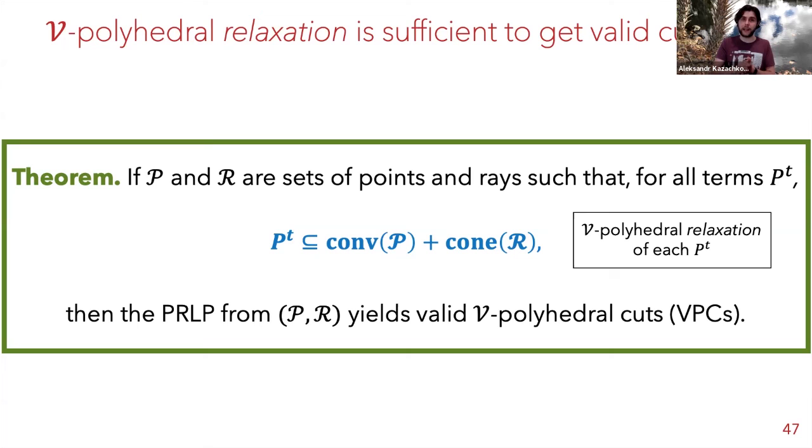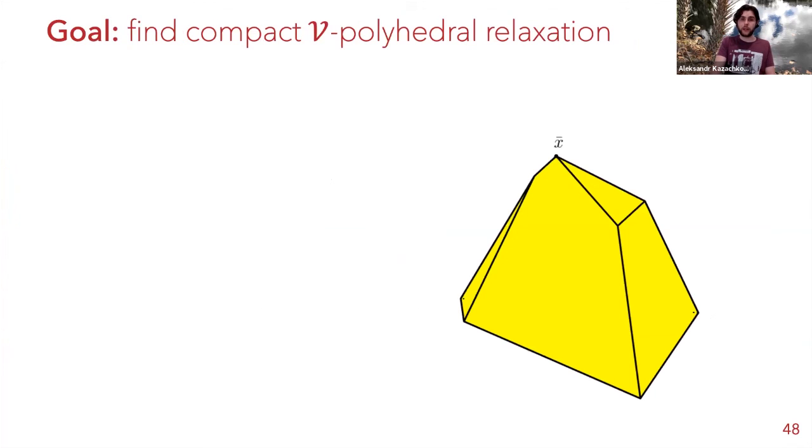We're going to try to find a compact V polyhedral relaxation of each disjunctive term. So that's a sufficient condition that we don't yet know how to implement. So let's see what we can do.